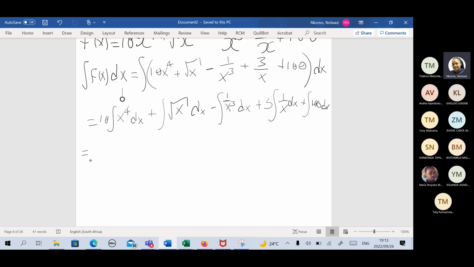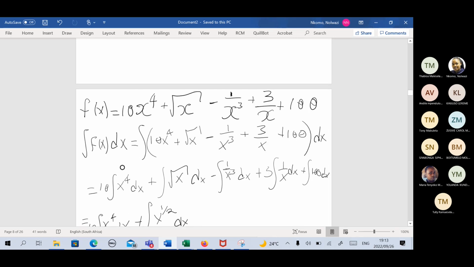Okay, we have 10 times the integral of x to the power 4 dx, then plus the integral of root x with respect to x. You can write root x as x to the power a half, right? Why are we saying half? Because it's a square root.